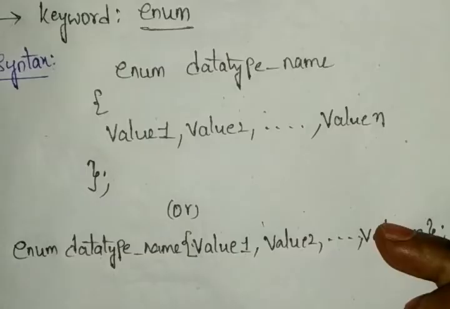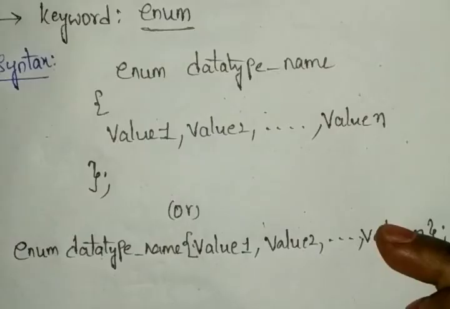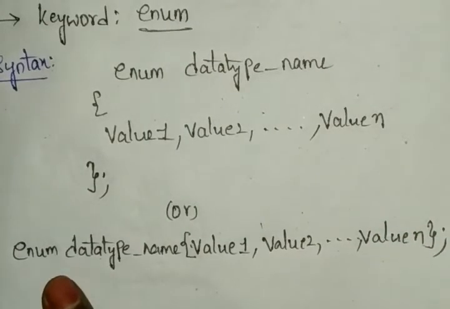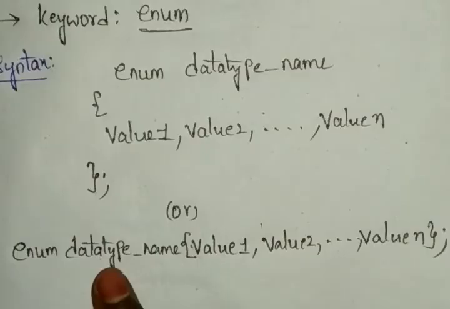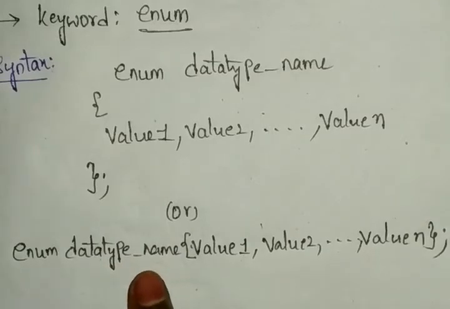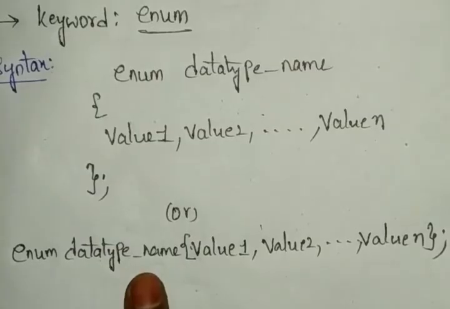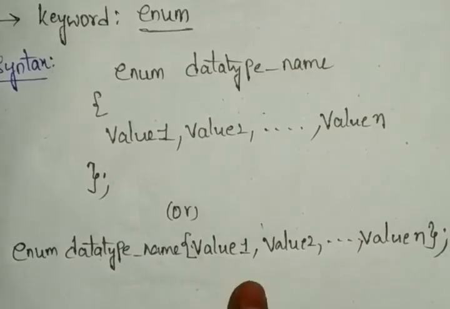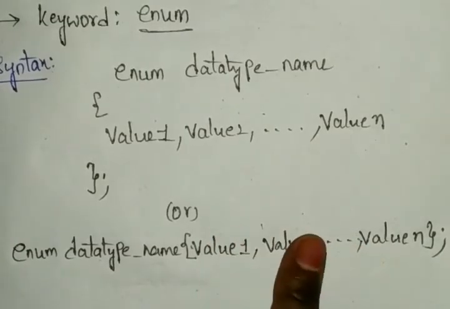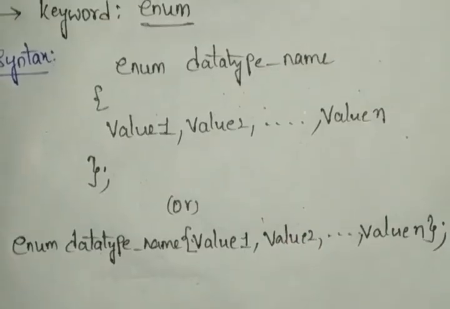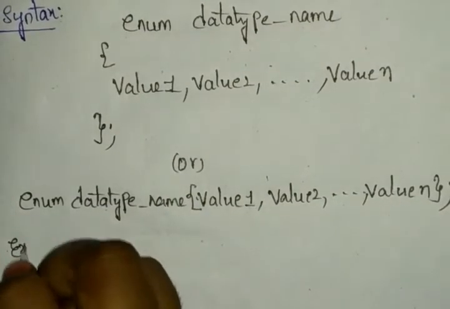Once you define this, here you have enum, that is the keyword, for our user defined data type. Here you will have the data type name, right? Whatever name you are taking for the program, you can write as the data type name. And whatever values you have here, these will be the set of enum values. These values are the set of enumerated values.